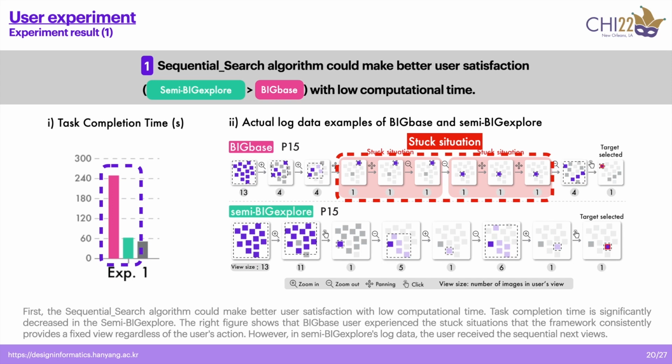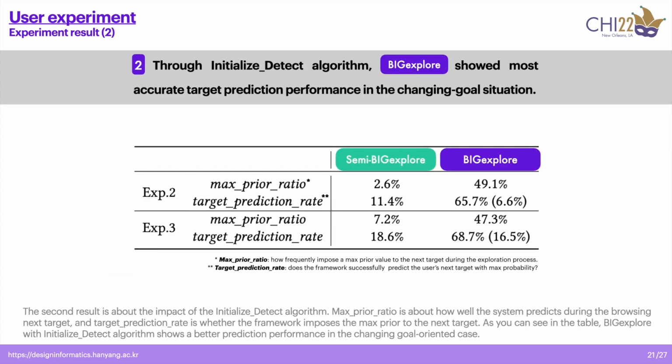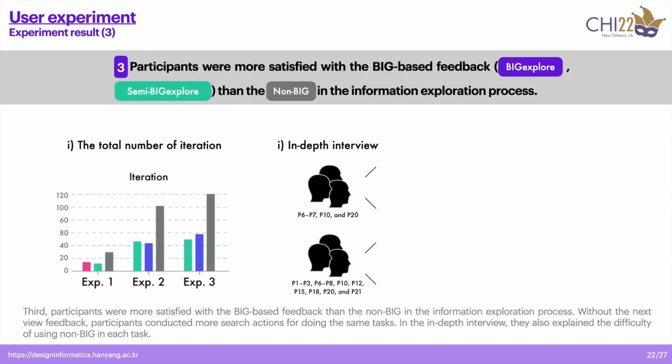The second result is about the impact of the initialize detect algorithm. Max prior ratio is about how well the system predicts during the browsing of the next target, and target prediction rate is whether the framework imposes the max prior on the next target. As you can see in the table, BIGexplore with the initialize detect algorithm shows a better prediction performance in the changing goal-oriented case. Third, participants were more satisfied with the big-based feedback than the non-big in the information exploration process.